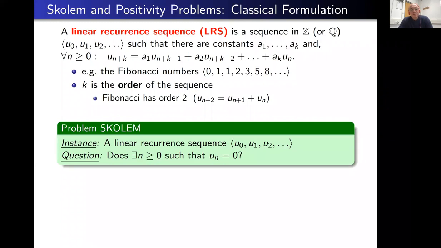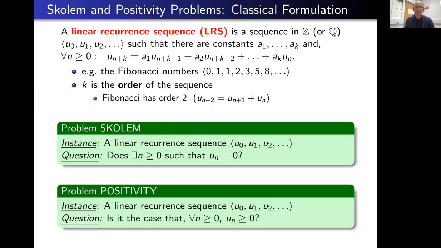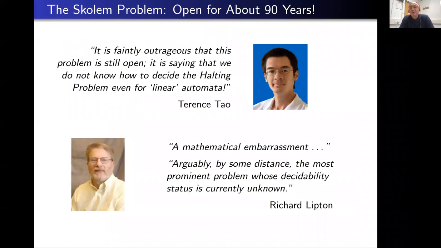And the Skolem problem can now be reformulated in terms of zeros of linear recurrent sequences. You are given a linear recurrent sequence. The question is, does there exist an n greater or equal to zero such that u sub n is equal to zero? And the positivity problem asks, is it the case that for every n greater or equal to zero, u sub n is greater or equal to zero? And believe it or not, these things are still open in general.